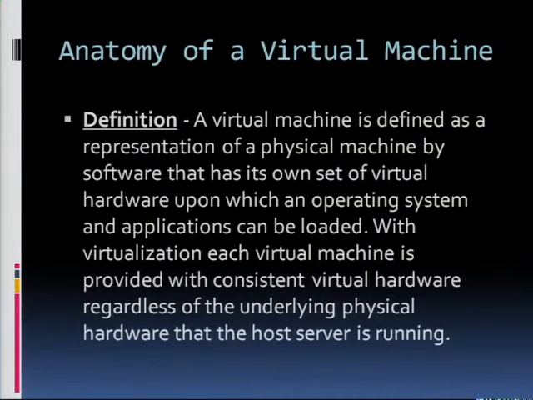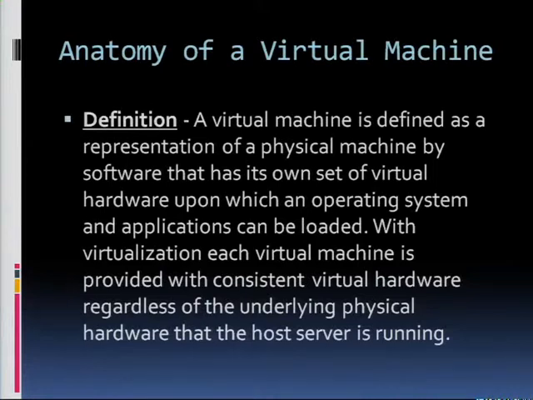Now we're going to cover the anatomy of a virtual machine itself. The definition of a virtual machine is a representation of a physical machine by software that has its own set of virtual hardware upon which an operating system and applications can be loaded. With virtualization, each VM is provided with consistent virtual hardware regardless of the underlying physical hardware that the host server is running.